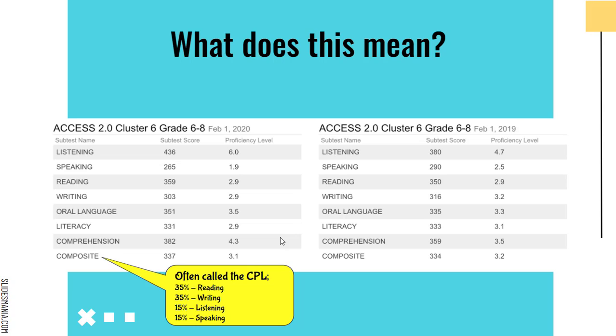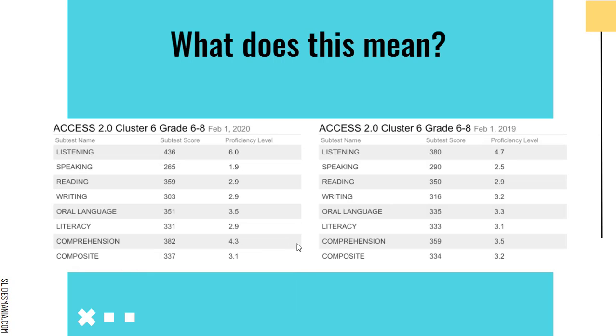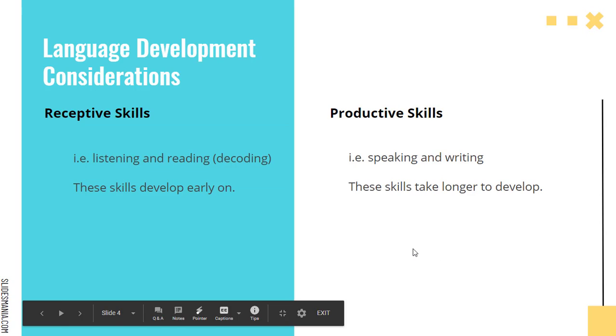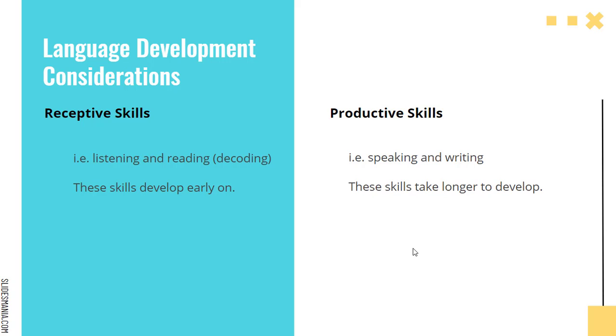And so as a result, they're in just that midstream of becoming fluent English proficient. The thing about the CPL though, is that it can often be misleading. And so we have to make sure that we're paying attention to all of the scores, looking at each of the domain scores to be able to truly understand what the student can do.